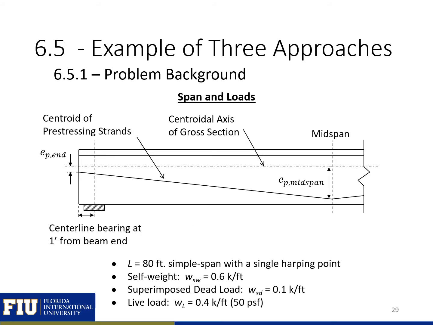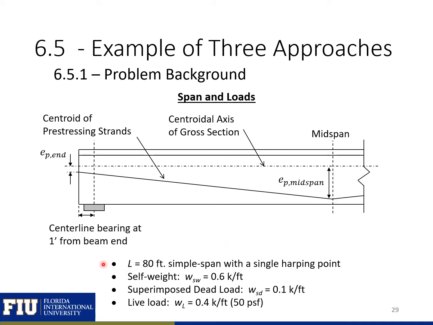The span and load conditions are shown on this slide. You can see that we have harped strands with a single harp point at midspan. So we'll have a different eccentricity at the end of the beam than we do at midspan. We'll talk about harping in more detail throughout this class, but essentially we do this to minimize the stresses at the end region and maximize the effectiveness of our pre-stressing at midspan.